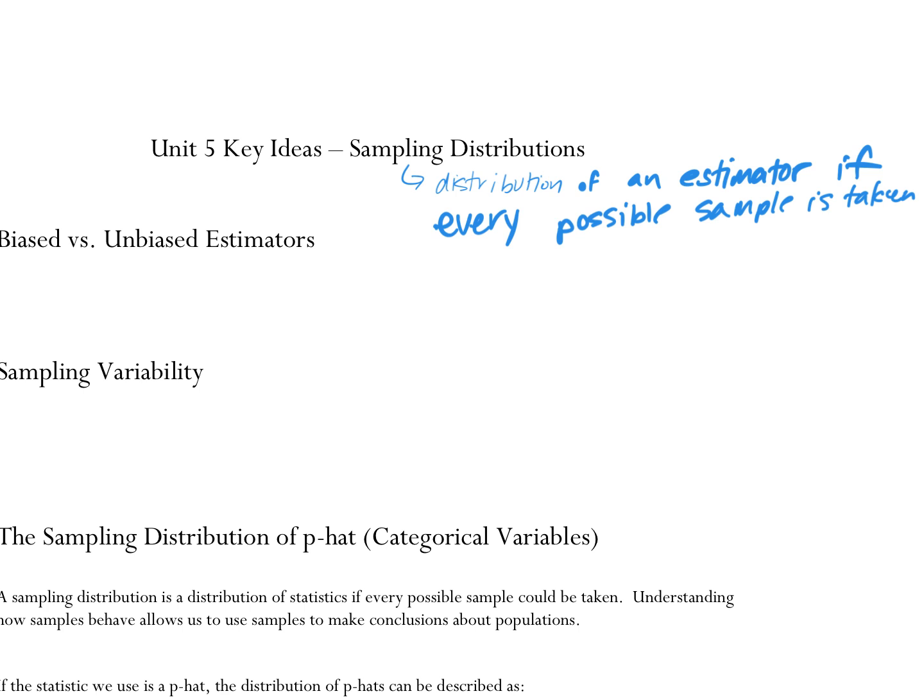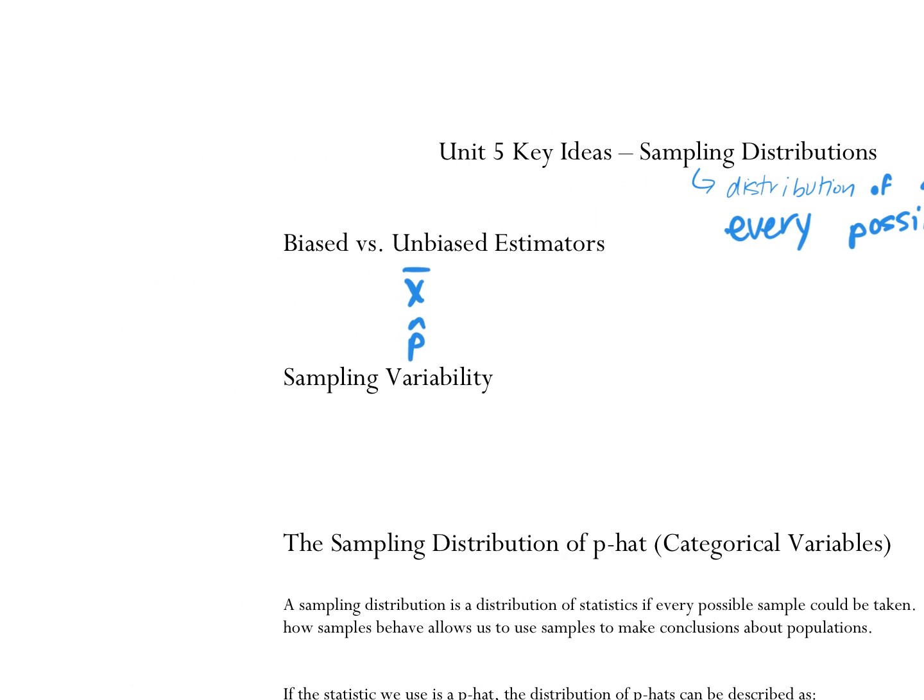And we focused on two types of estimators in this case. One of them is X bar, and one of them is P hat. And we call X bar and P hat unbiased because the mean of the X bars is the population mean. The mean of the P hats is the population proportion.